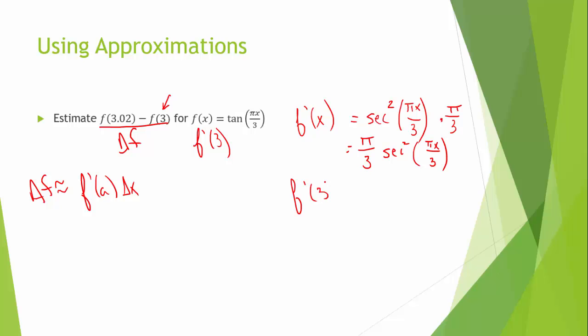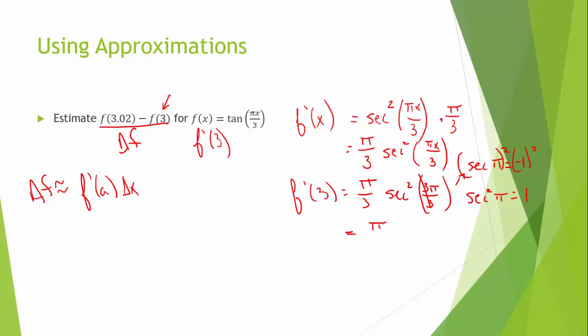which means f prime of 3 will be pi over 3 times secant squared of 3 pi over 3, which is really just secant squared of pi. Well, secant to the first power of pi is negative 1. So if we square that, we get that secant squared pi is positive 1. So f prime of 3 is pi over 3. So that's what I'm going to put in as my first piece. The f prime a is going to be pi over 3.